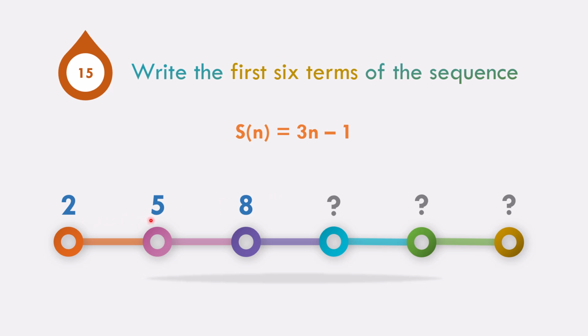So let us see what could be the pattern. So 2 plus 3 is 5. Plus 3 is 8. So the number to be added for this pattern is 3. So it means 8 plus 3, that is 11. 11 plus 3, the answer is equal to 14. Plus 3, the answer is 17. So the first 6 terms of the sequence are 2, 5, 8, 11, 14, and 17.